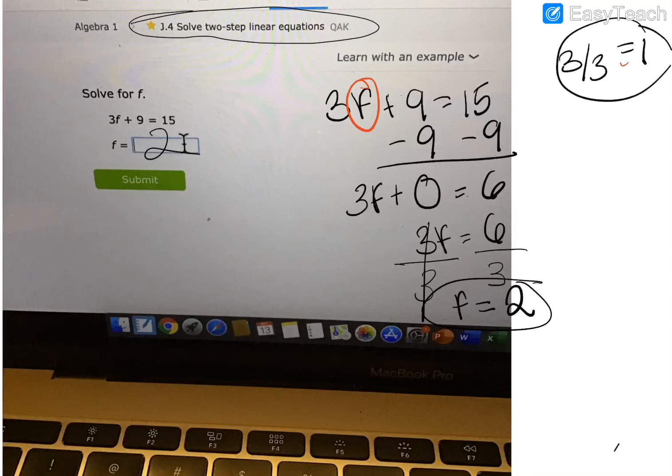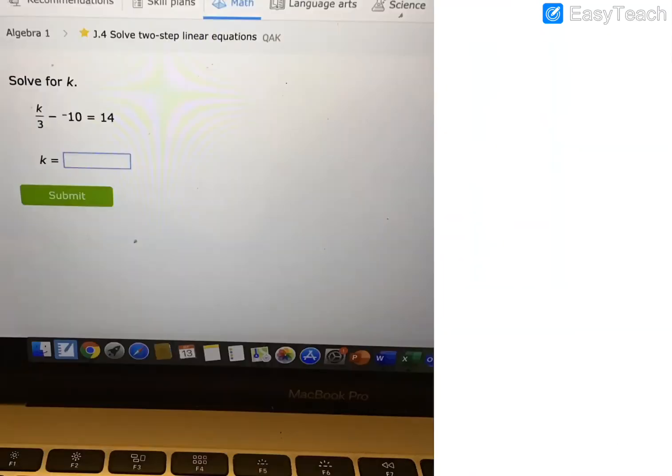We can test our answer by plugging it back in. So we can say 3 times 2 plus 9. What does that equal? And it does equal 15. Okay? Let's look at the next one.